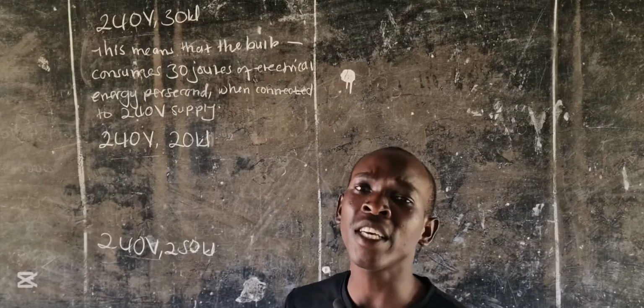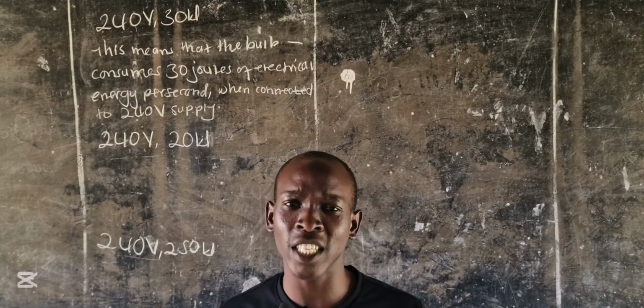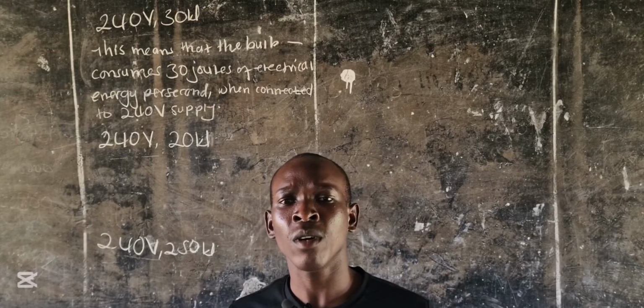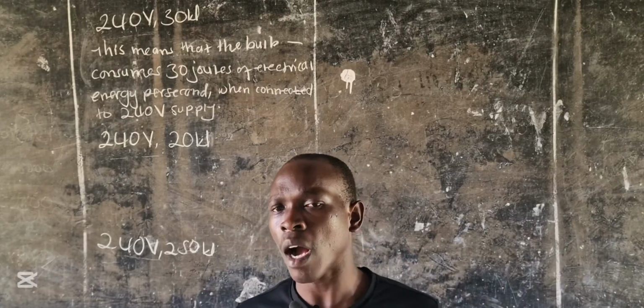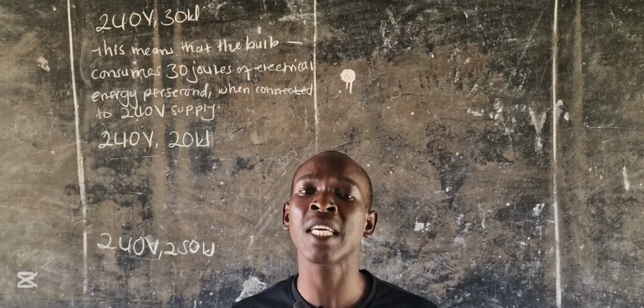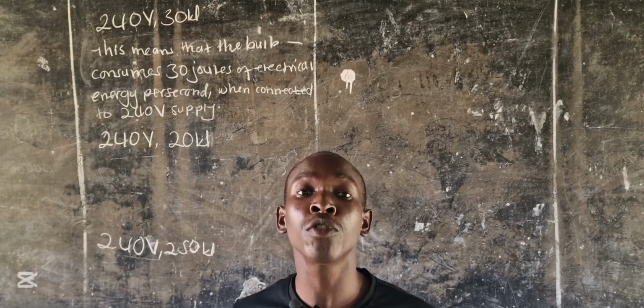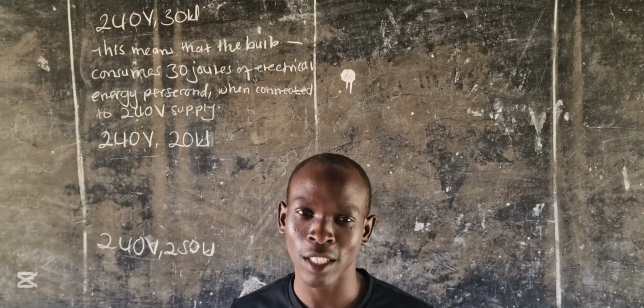Another parent said that her bulbs are connected in series, but to her surprise, if one bulb goes off, or maybe if one bulb gets damaged or blows, the rest of the bulbs totally don't work. She doesn't know what causes that.